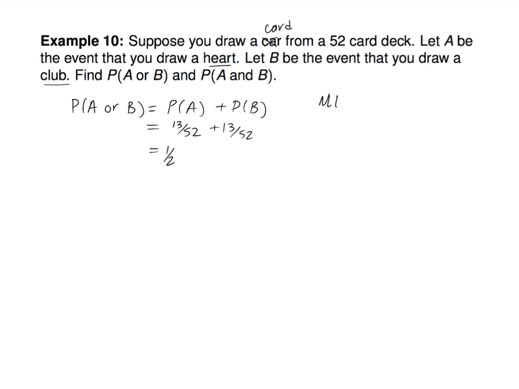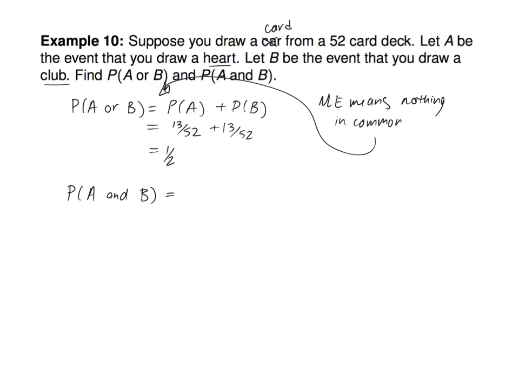Remember that mutually exclusive means they have nothing in common. And that is what lets you turn the or into a plus. That's what allows that to happen. So given that they're mutually exclusive, what's P of A and B? Can you be a heart and a club at the same time? No.